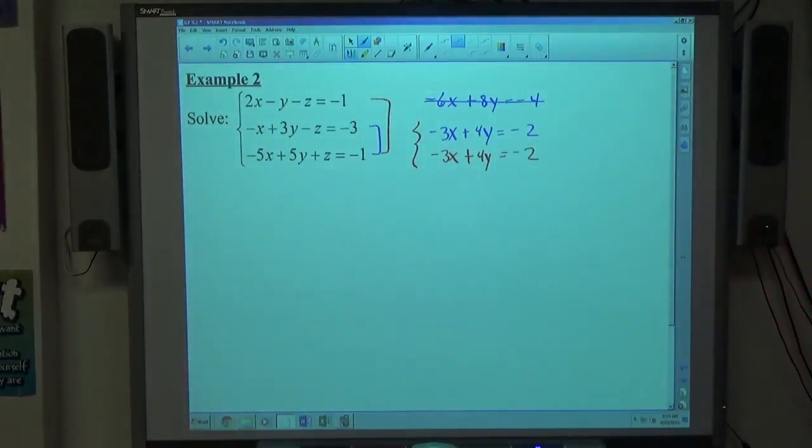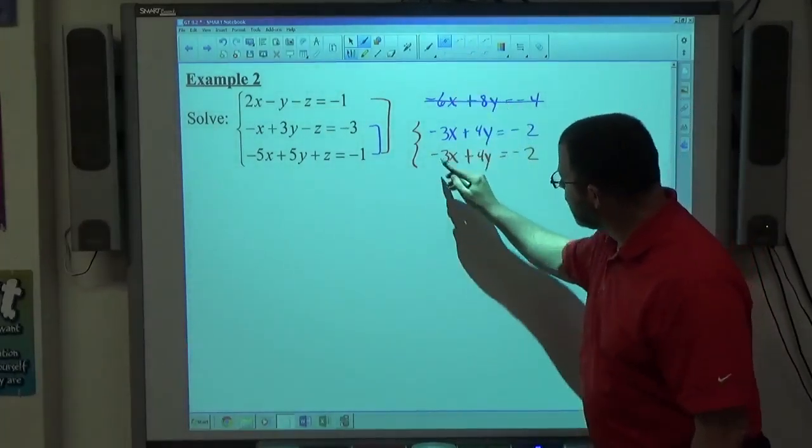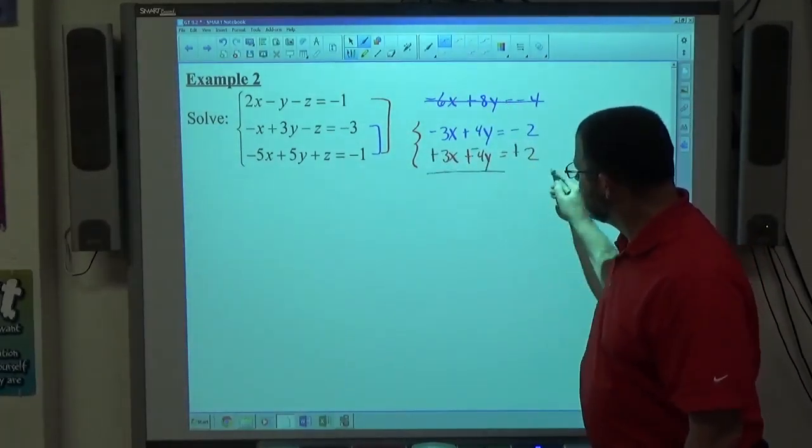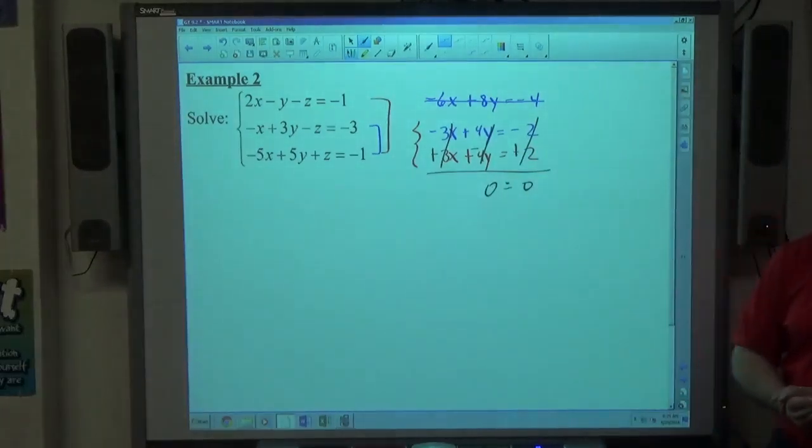And what you'll notice is I get the exact same equations, which implies that those are the same line. We have a situation where we have a dependent system of equations like we saw in 9.1. When this happens, I can go through the process here: plus, minus, plus, cancel, cancel, cancel, 0 equals 0. So everything cancels out.